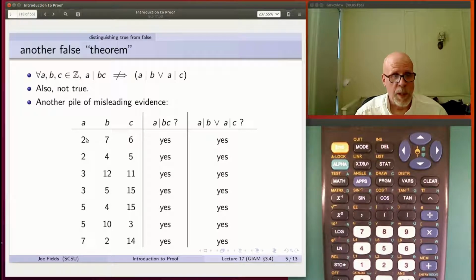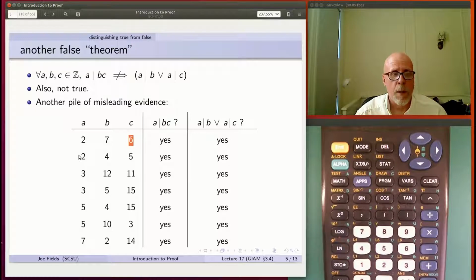So let's see, A is 2, that's good. We're basically asking, is the product even? Does 2 divide into BC? Well, if B is 7 and C is 6, that's 42 is the product. Does 2 go into 42? Of course it does. And does 2 divide either 7 or 6? Yeah, it divides 6. So the or statement is true.